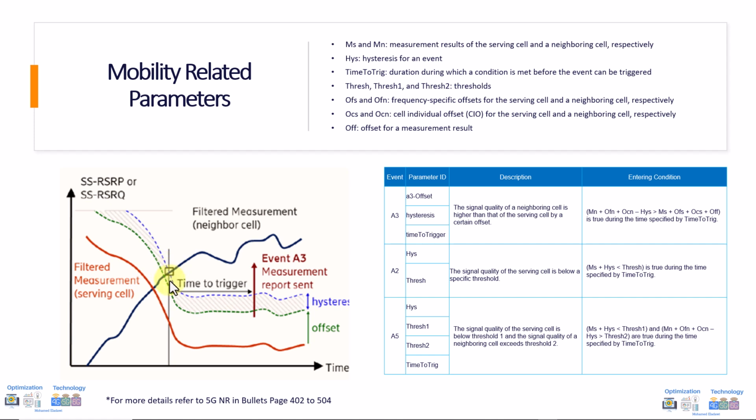So here this is being achieved, both of them. This is the first point where the user will start the time to trigger, because the neighbor is already better than the serving with the A3 offset and the hysteresis. So it will start time to trigger.